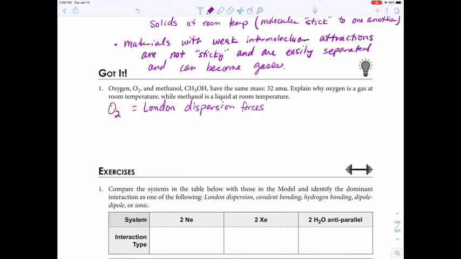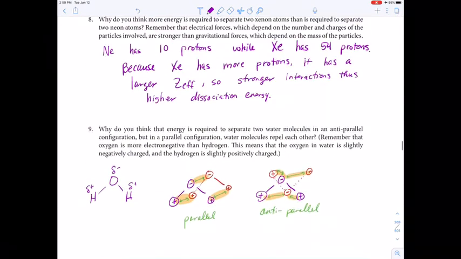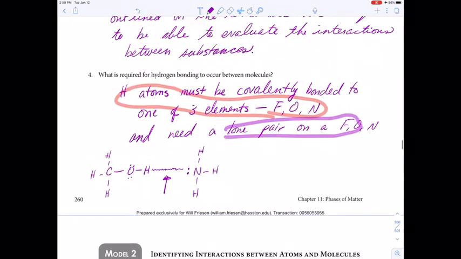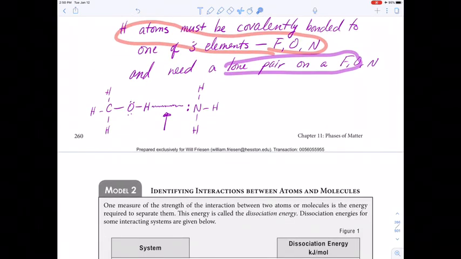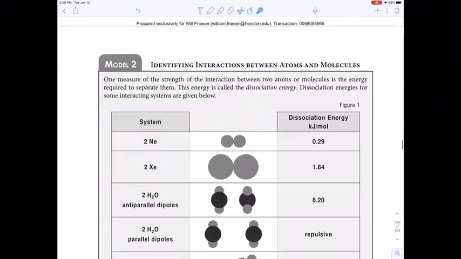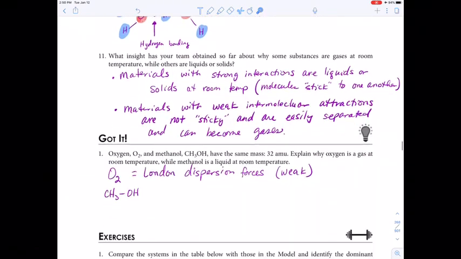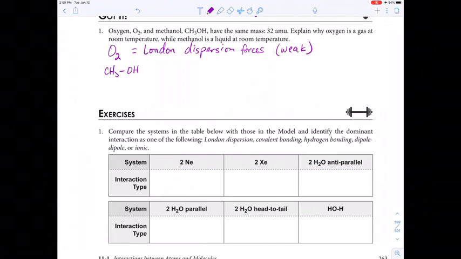You can check that table back on the second page of this activity and find they are weak. Methanol, CH3OH, we looked at that back down here. This one is methanol, and we decided that it was capable of hydrogen bonding. So methanol equals hydrogen bonding, which means it has strong intermolecular attractions.